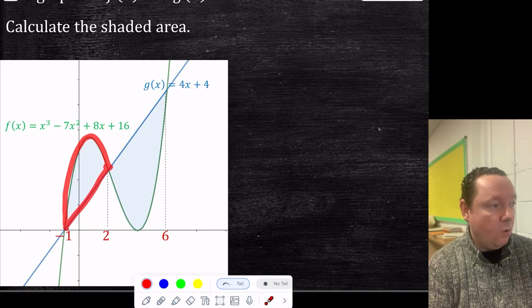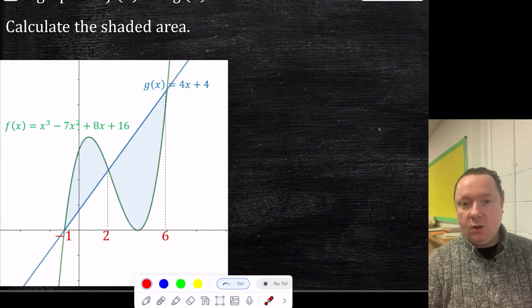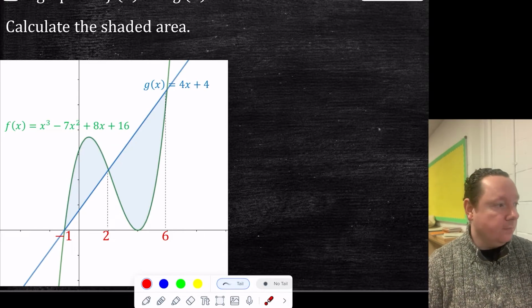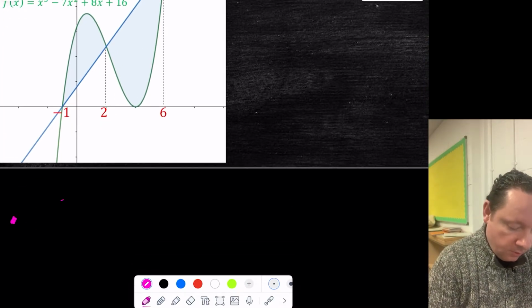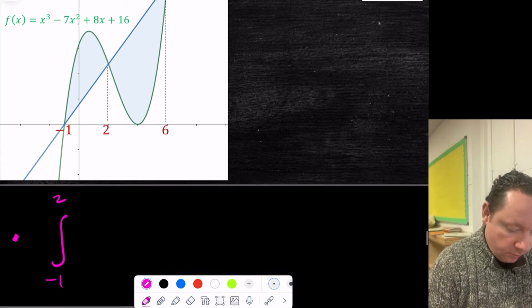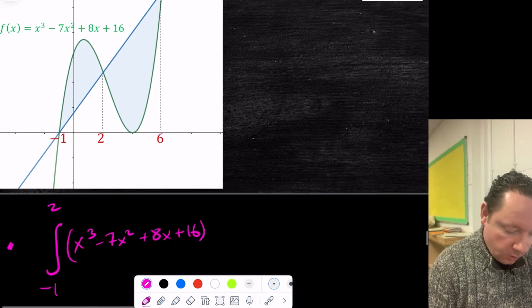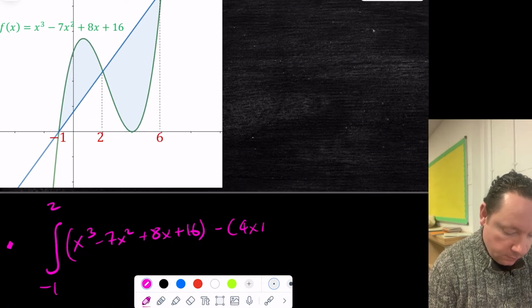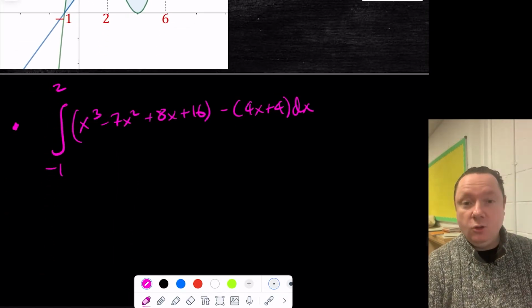But then we're going to have also the integral between 2 and 6 of g of x minus f of x. That's just the combination of them. We're just adding the two answers together, so just doing them as separate things. So for the first bit, we've got the integral between minus 1 and 2 of f of x minus g of x, so that's x cubed minus 7x squared plus 8x minus 4x plus 4, dx. We'll just do that one first and then do 2 to 6.